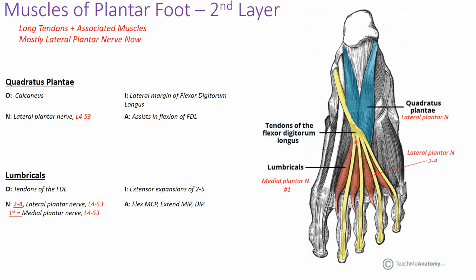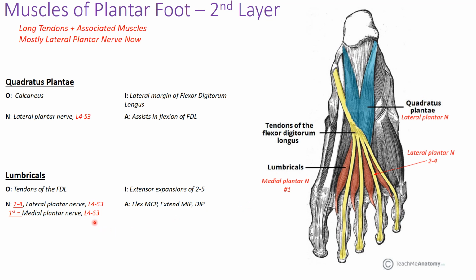But here we have the lumbricals coming off the flexor digitorum longus, and they are going to come off to supply the muscle. The muscles are going to go and insert onto digits 2, 3, 4, and 5. The lateral plantar nerve is going to innervate all of these lumbricals except for the first one. So the first lumbrical is innervated by the medial plantar nerve. Okay, so everything in this layer was innervated by the lateral plantar nerve except for the first lumbrical.